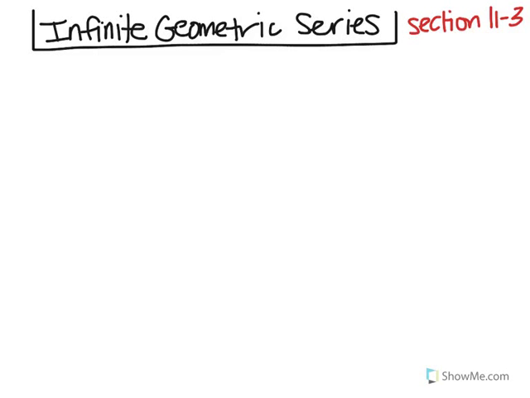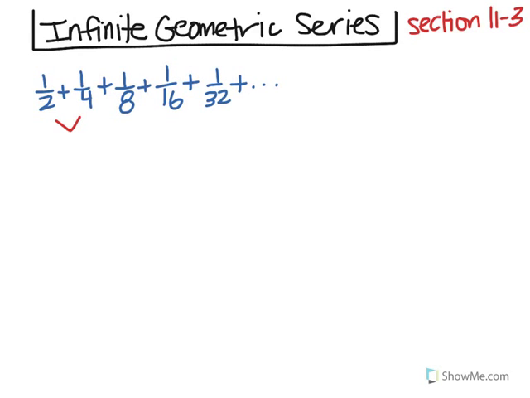So in section 11-3, we're going to be talking about infinite geometric series, and we're going to start off with this sum. And what you'll notice is it's geometric because I'm multiplying by 1/2 to get from one term to the next. So I keep multiplying by 1/2 to get to the next term, and so on. The other thing that makes this infinite is the dot, dot, dot. I'm not going to add like 10 terms or 12 terms. I'm going to add an infinite amount of terms. And I want to see what the sum is approaching.